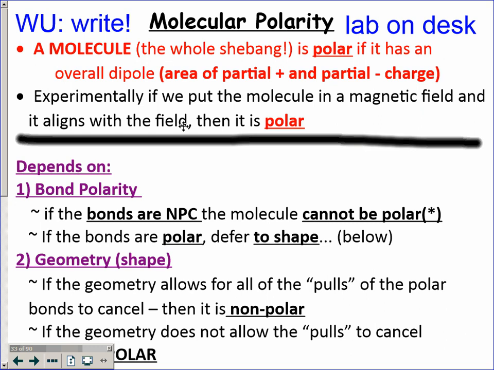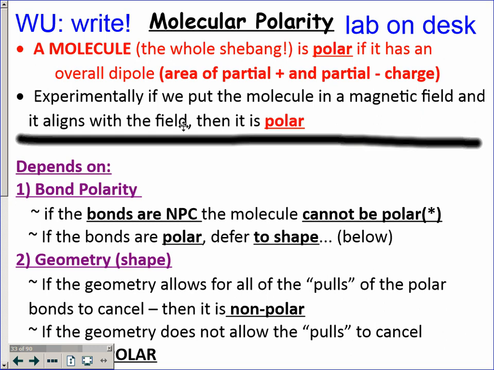So the big picture is, when we're looking at the entire molecule after we've drawn the structure, and we've said, okay, here's where most of the electrons are, according to bond polarity, and this is its shape, we should be able to get a general understanding of whether there is equal or unequal distribution of charge across the whole molecule. That's really what the big picture is here.